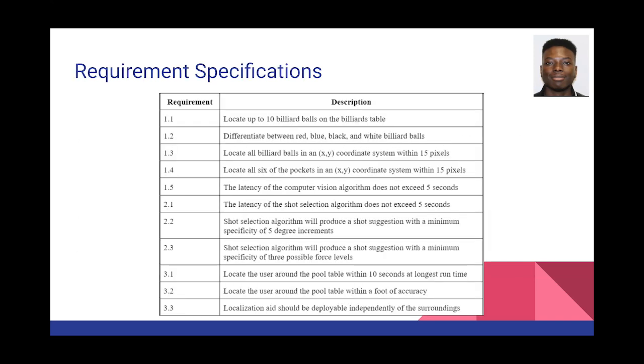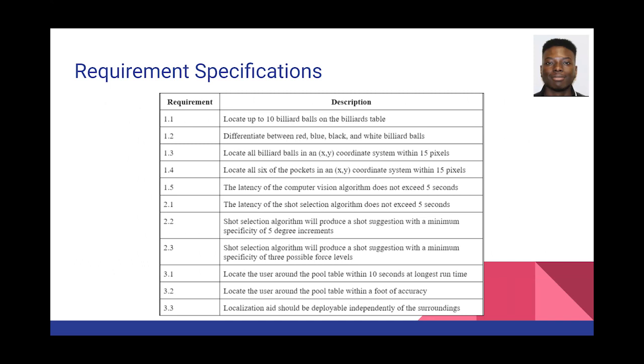We're going to go over some of the requirements. At a basic level, a lot of this is based either on accuracy or latency. For instance, for the localization system for the pool table itself, we need to be able to locate all billiard balls within our given coordinate system that all our individual systems will agree on within 15 pixels of accuracy. We also need to have a latency such that the algorithm should work within 5 seconds.